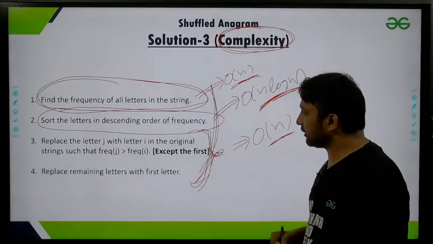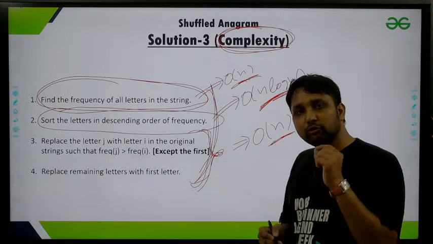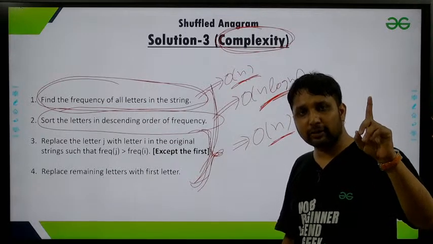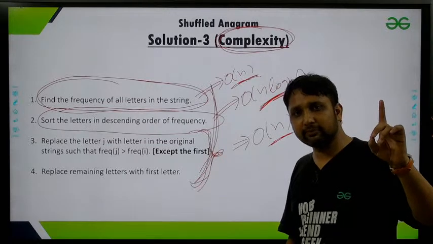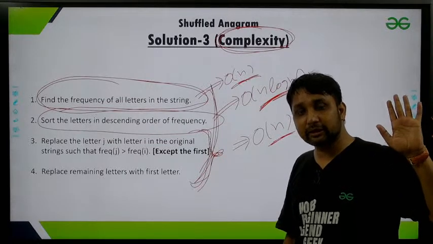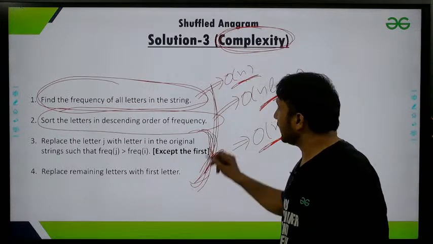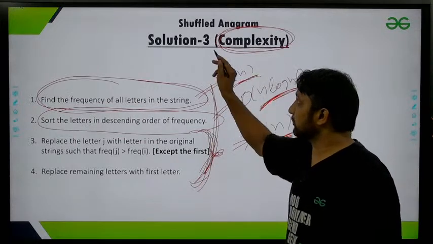Why are they taking order of n time? Because to replace one character will take constant time, and to replace n characters in the original string will take order of n time. Same reason as the previous, as I used the previous solution.